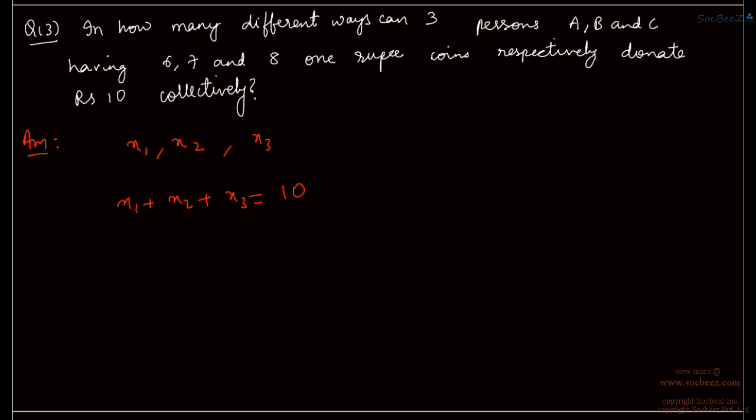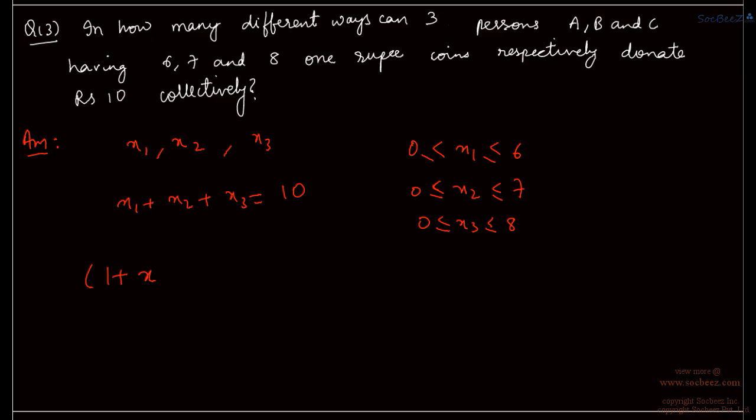Now this is a standard problem from multinomial theorem. So we first try to expand it in terms of multinomial theorem, right? Now we know that x1 can be from 0 to 6. Okay, so these inequalities, do it carefully. x2 can take values from 0 to 7. Similarly, x3 can take values from 0 to 8. The maximum money they can donate is the total number of coins they have, so 6, 7 and 8. The minimum is obviously 0. They can't donate negative money, obviously.